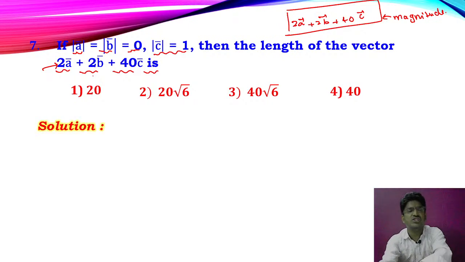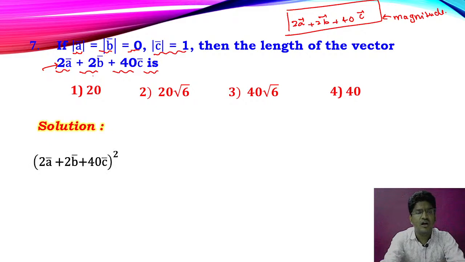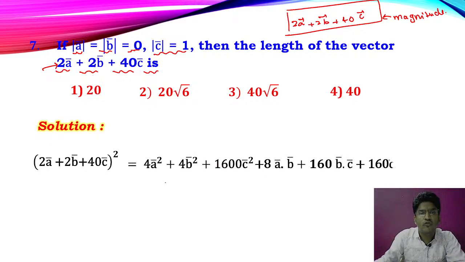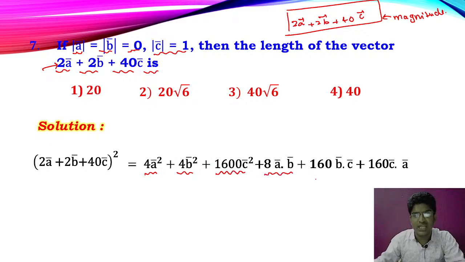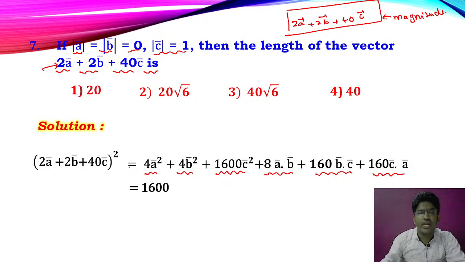So for that you can just see here, (2A + 2B + 40C)² is going to be equal to 4A² + 4B² + 1600C² + 8 A·B + 160 B·C + 160 C·A. So next you are going to have it as 1600.